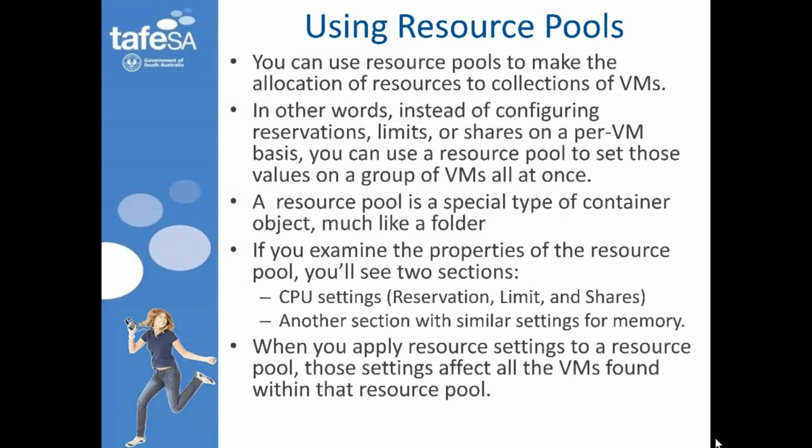And then I'd create another pool for the high priority VMs, give them more resources, and the virtual machines in there will utilize that. You can use resource pools to make the allocation of resources to a collection of virtual machines. So instead of treating virtual machines one at a time, we can do it in a group. In other words, instead of configuring reservations, limits, or shares per virtual machine, you can use the resource pool for those values to give the virtual machines all at once.